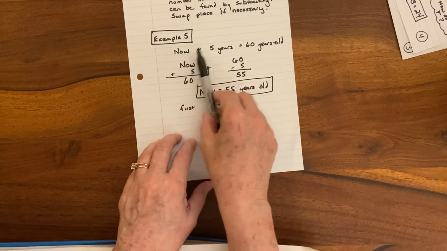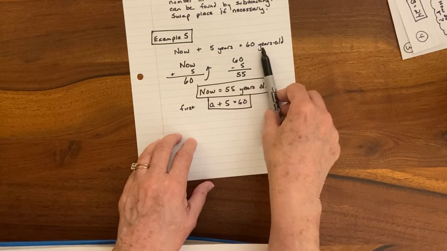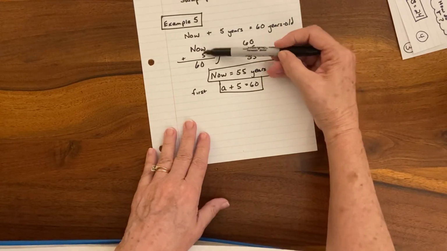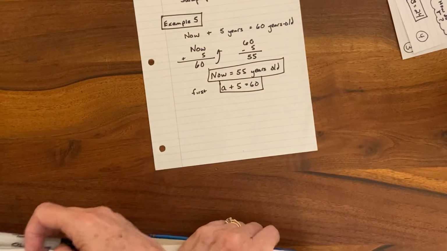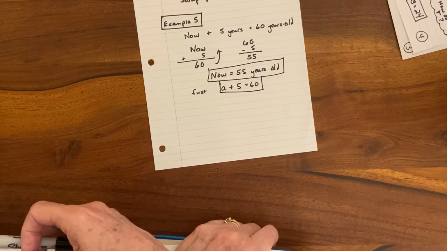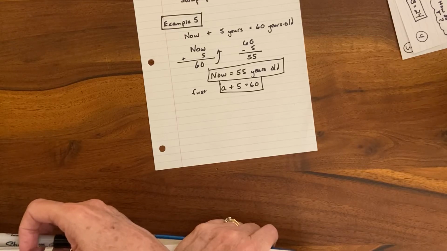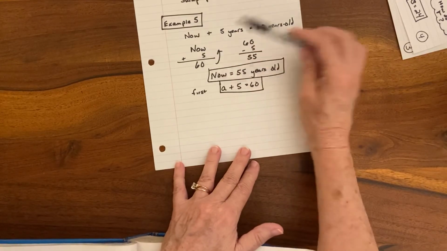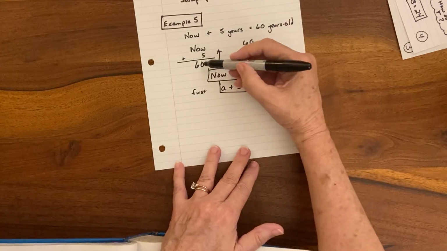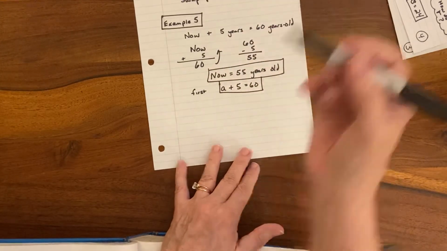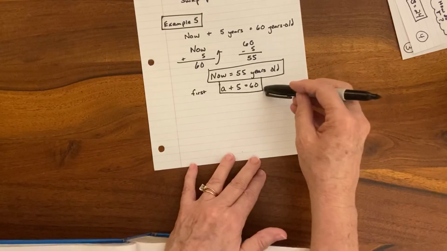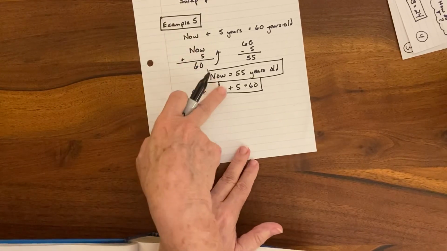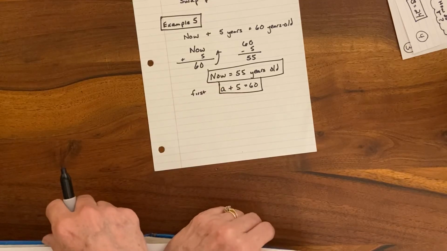So now, plus 5 years, he'll be 60. Oh, so now I have a problem where I can do what? Can I read up? Sure. So now plus 5 equals 60. So now I can read up. 60 minus 5 is now, so 55. So I know that the first equation, where now I have an A, is the correct one.